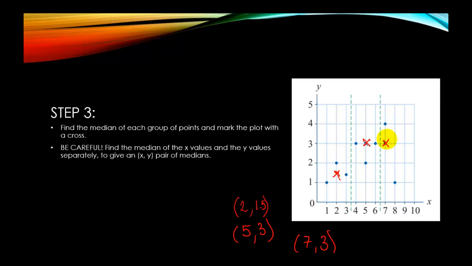So again, you need to find the median of the x values and the y values separately to give an xy pair of medians. Please don't make the mistake of doing them at the same time. You'll get confused and you'll be unable to get the correct answer. So once you've found the median of each group, put a cross at that point and you're good to go on to the next step.